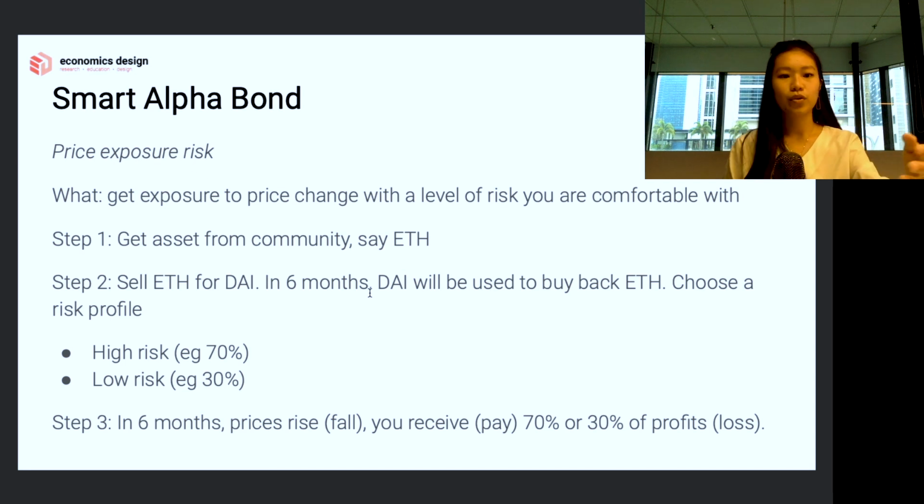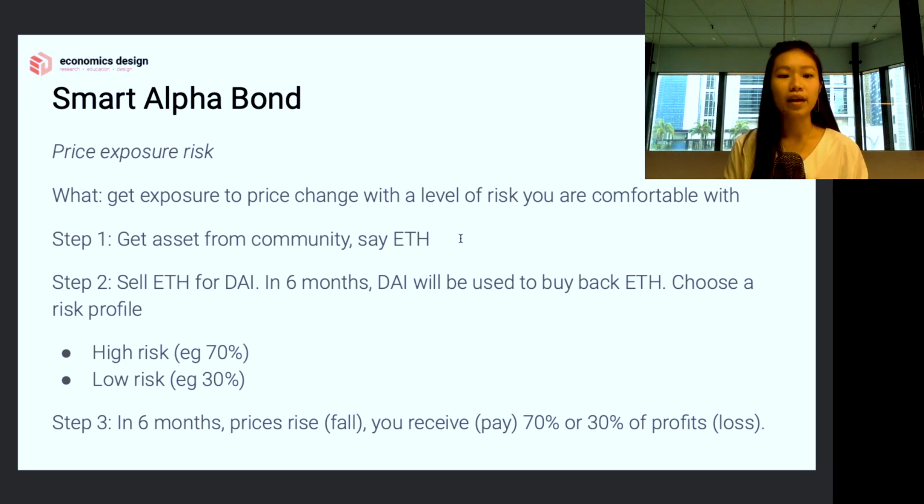So what they do, they will take assets from the community. So let's say ETH. All of you are afraid of the price change in ETH, right? Okay, so give me all your ETH. Then I collect 100 ETH. And step 2 is that I sell this ETH for DAI. So for a currency that's stable, a currency that doesn't change. So I have 100 ETH, I sell them all for DAI. In 6 months' time, we will use that DAI that we sold to buy back the ETH. And it could be more or less ETH depending on what the market is.